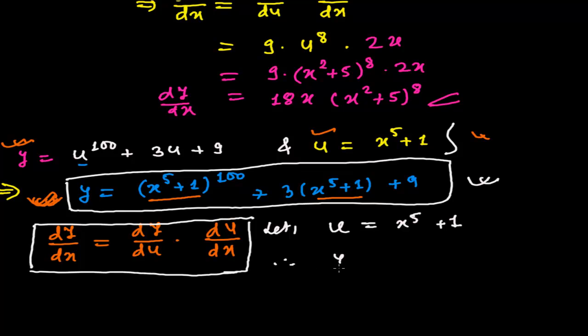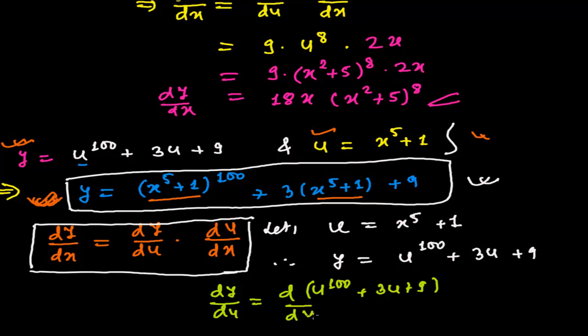Therefore your y is going to be now u to the power 100 plus 3u plus 9. So you have now u as well as y. That means you are writing this y function as a composite function, right? So first, what do we need? We need dy over du. So I'm just going to differentiate this function y with respect to u.